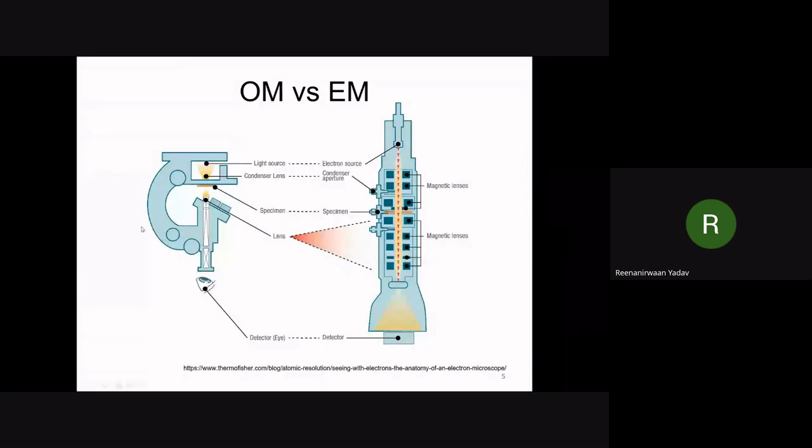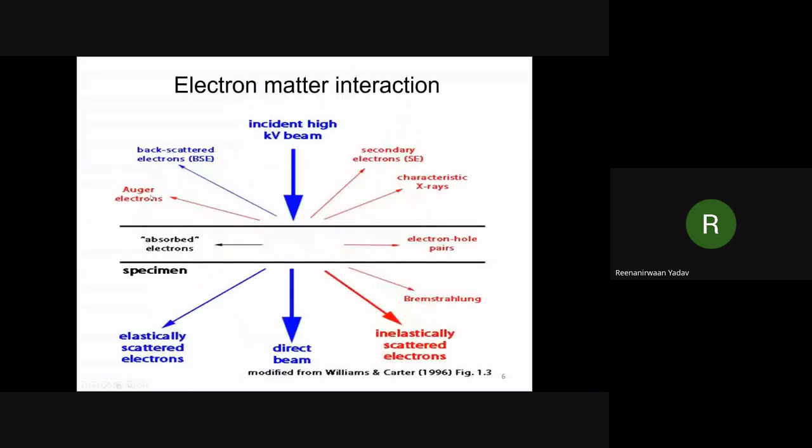In an optical microscope, we can observe the image directly with our naked eyes, while it is not possible in EM to observe the image directly with our eyes, because electrons are high-energy particles. Now we will discuss how the electron interacts.